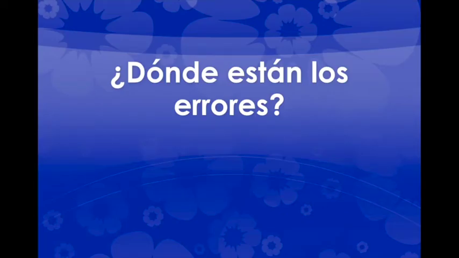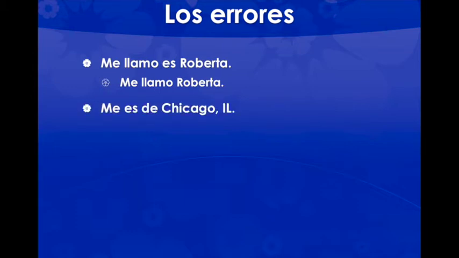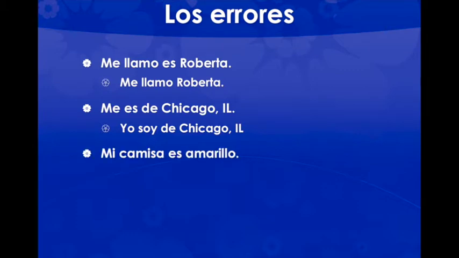We have some sentences with some errors in them. We'll probably go over them in class, but in case you missed it, you do not need to say me llamo es Roberta. You just need to say me llamo Roberta. To say I am from Chicago, we say soy de Chicago.